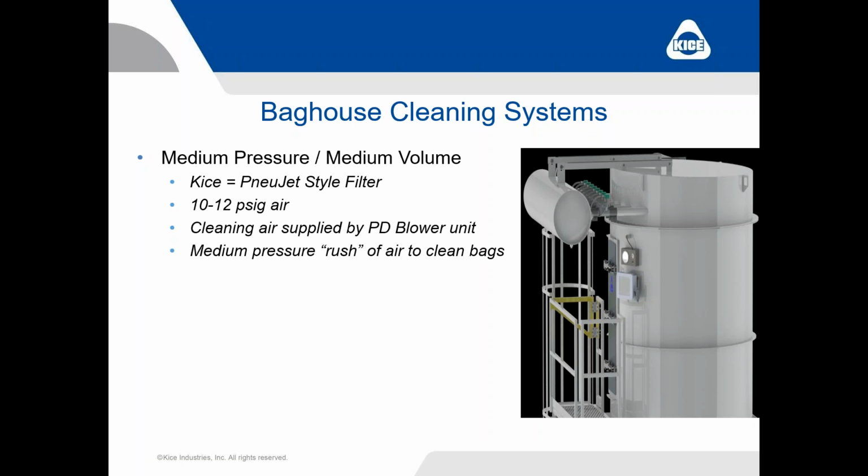The next style would be our medium pressure, medium volume cleaning system. You can see on this one that the air tank located on the left of the picture is much larger than the air tank on the last one. That's because we're going to clean with a much higher volume of air, but at a much lower pressure. This baghouse will typically be fed by a dedicated air power unit or a blower package that's going to provide the air for cleaning.